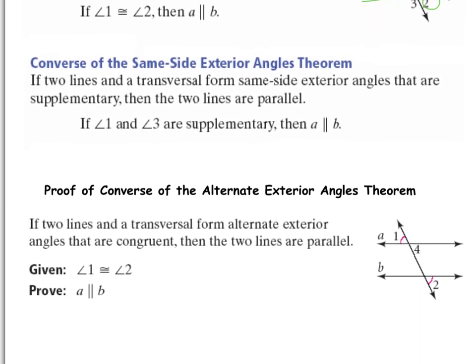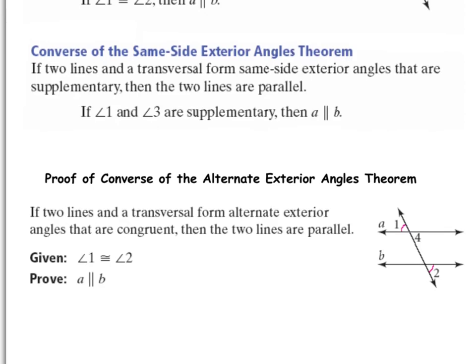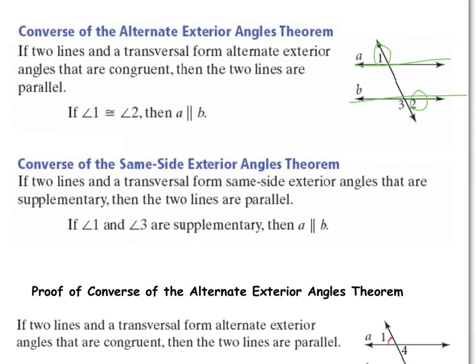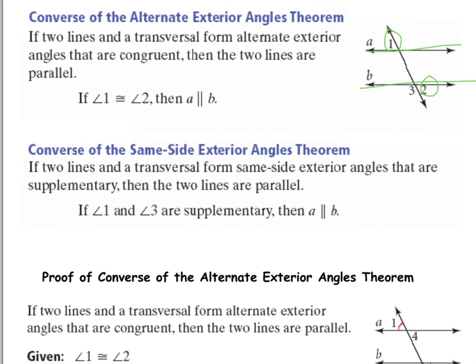Same with same side exterior. So in the same picture, if 1 and 3 are supplementary this time, so if they add up to 180, 1 and 3, since they're in same side exterior positions to each other, that would make A and B parallel. So these would be all reasons that you would use in your proof to prove lines are parallel. You would say converse of same side exterior, converse of alternate exterior angles.